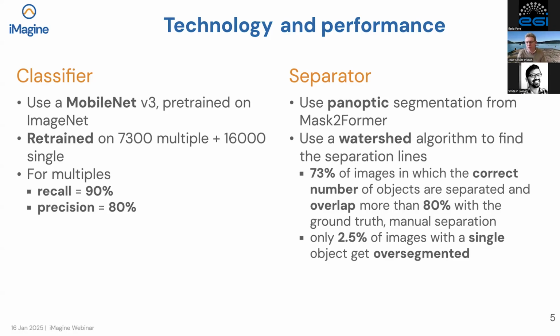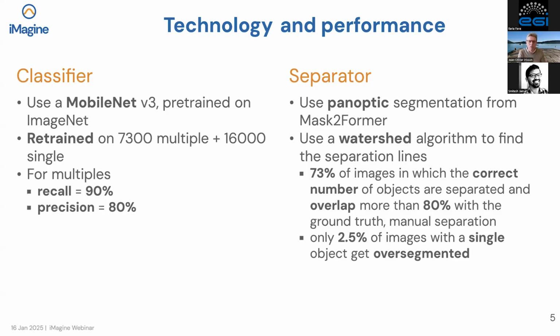So in terms of performance, what we see is that when we run this on images of multiple and single objects, in 73% of the time we get the appropriate number of objects. So sorry, what we did was take some images of multiple objects and then have them separated by a human, and that's our ground truth. And what we see is that in 73% of the time, the automated way matches the ground truth. So there's the correct number of objects, and the objects are well placed.